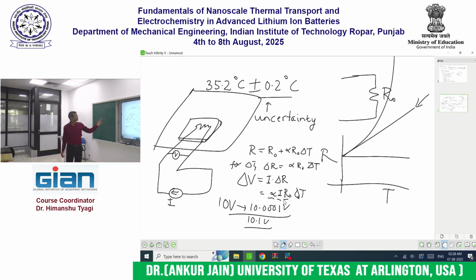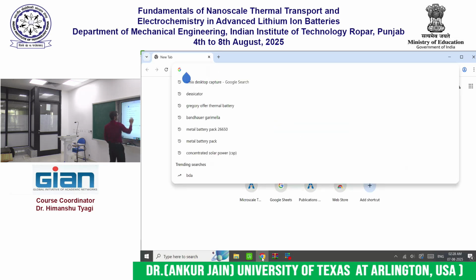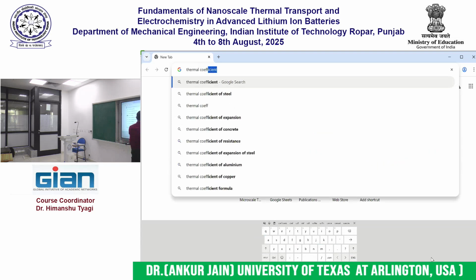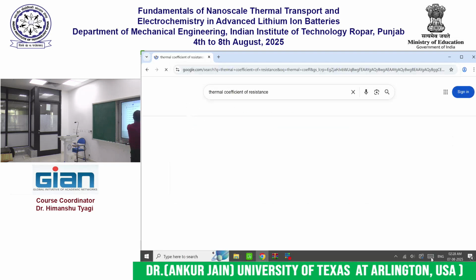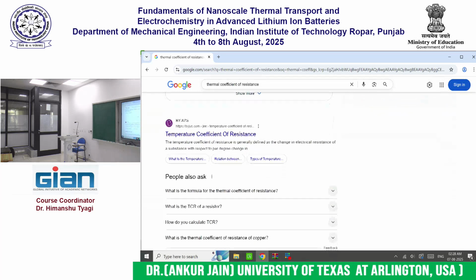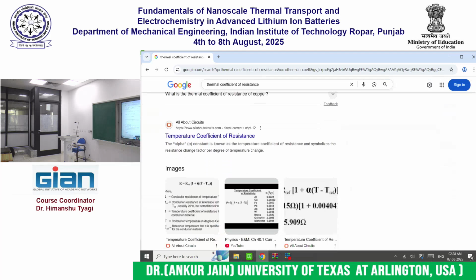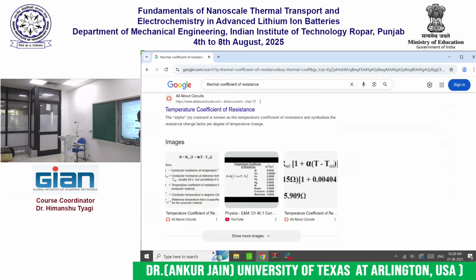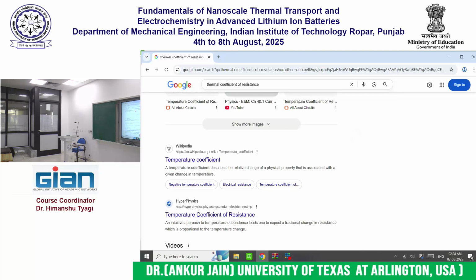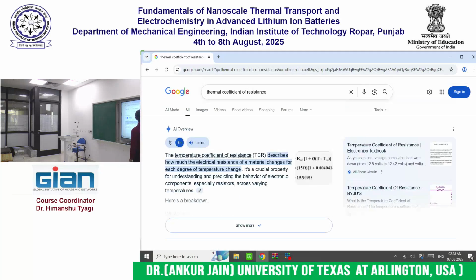I can perhaps go and look at candidate materials to design this. Let's do that real quick. It's a useful exercise. So, thermal coefficient of resistance of different materials. Let me see if I can find a table.